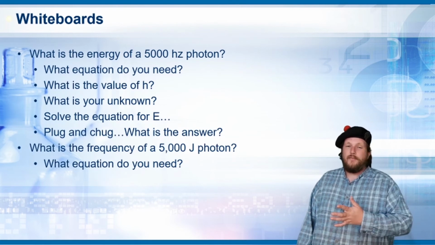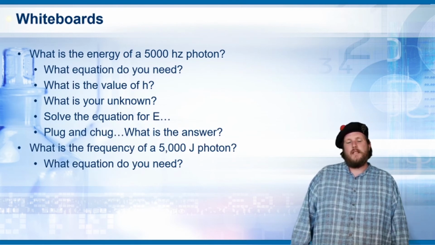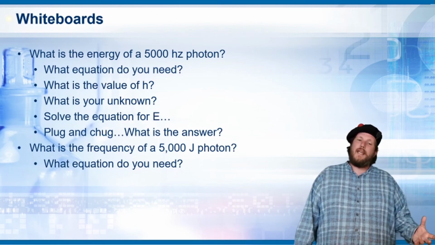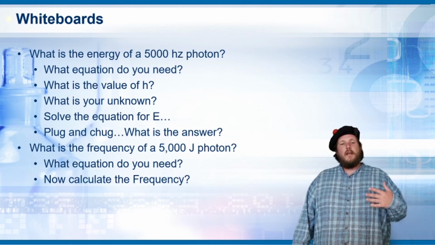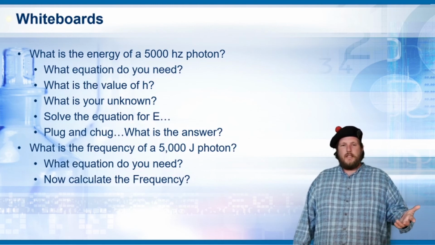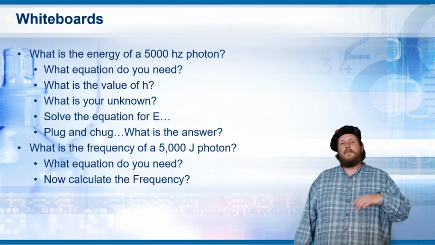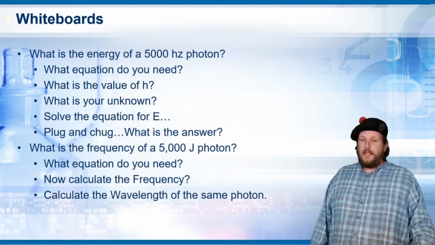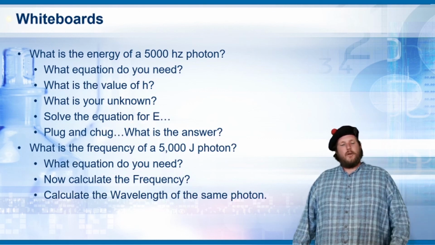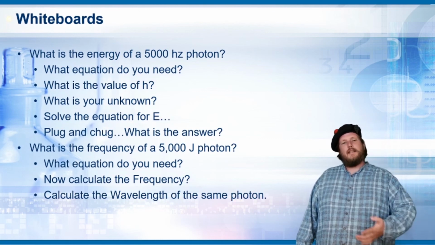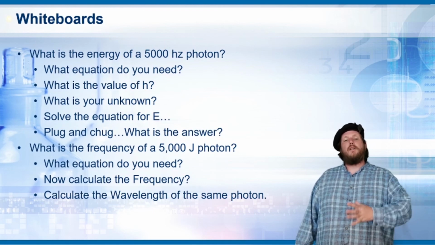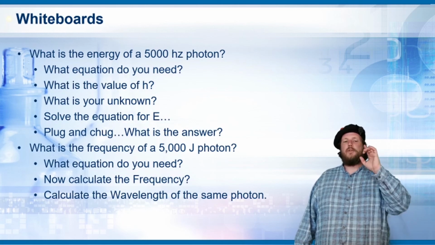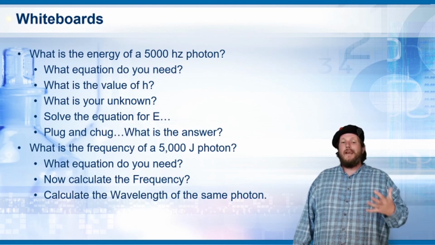What is the frequency of a 5,000 joule photon? We still need the same equation, E is equal to h nu, but we're given the energy instead of the frequency. You calculate the frequency by rearranging the equation, so frequency is equal to E divided by Planck's constant. Plug in those numbers and get your answer. Calculate the wavelength of the same photon. You have your answer in frequency, so you plug that into the other equation, C is equal to lambda nu, and solve for wavelength. Wavelength lambda is equal to C divided by frequency, and that will give you that answer.